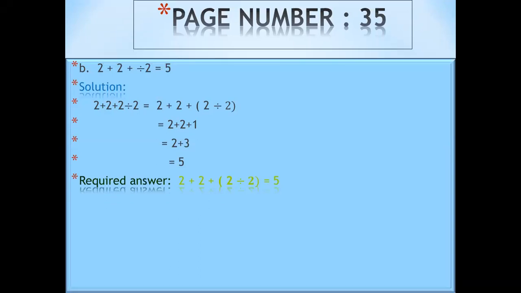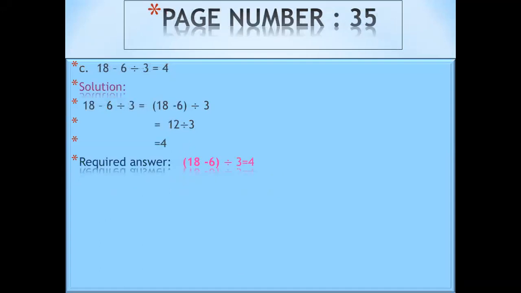In part C, 18 minus 6 divided by 3. We enclose the numbers 18 and 6 within the brackets. 18 minus 6 is 12, divided by 3. When we divide 12 by 3, 4 is the answer. And also in the statement 4 is given. It means that we placed the brackets in the correct place.